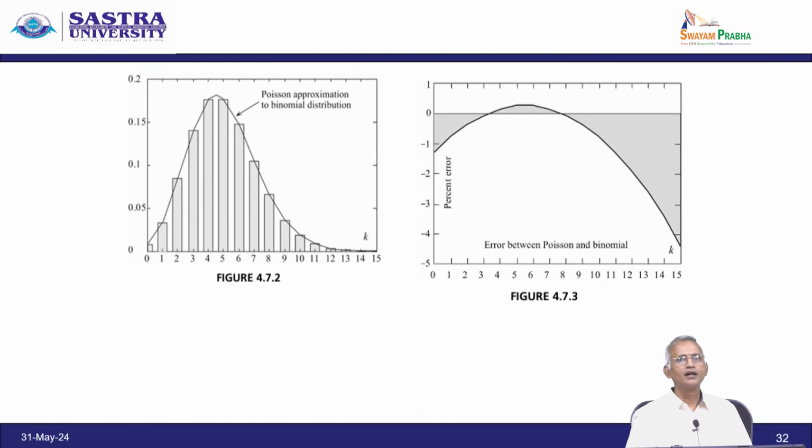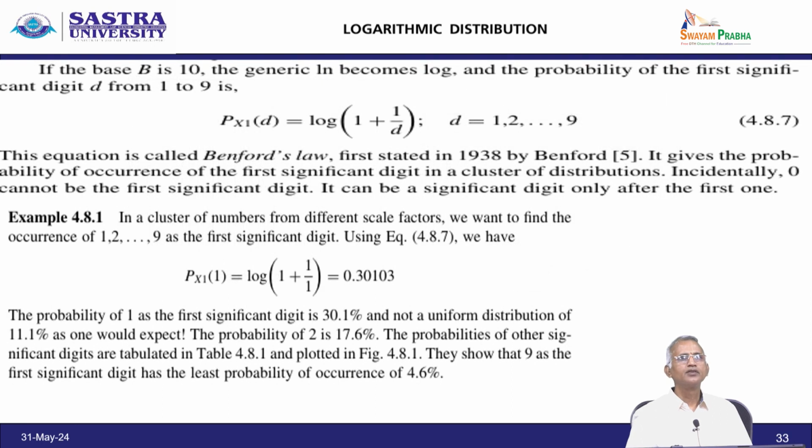So, this is the picturization of the Poisson as well as the binomial, and the error between the Poisson and the binomial is minute, right. Next, we are going to discuss the logarithmic distribution.